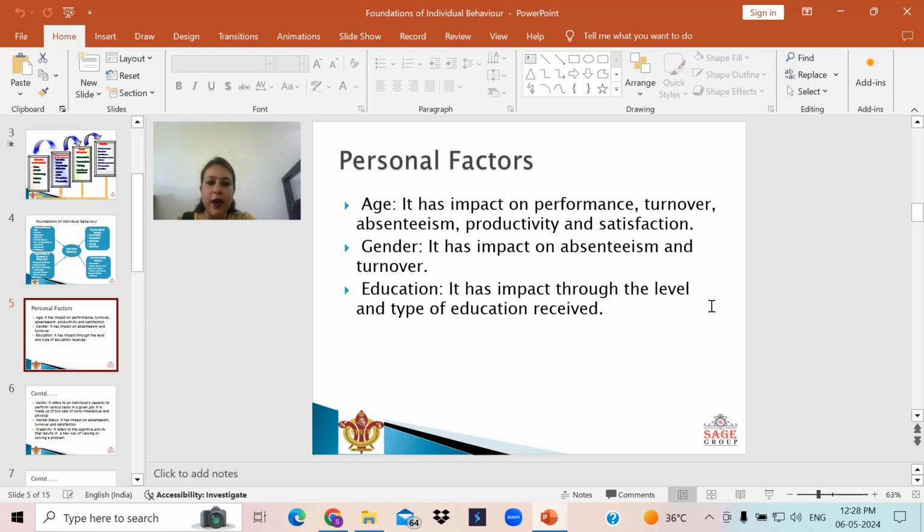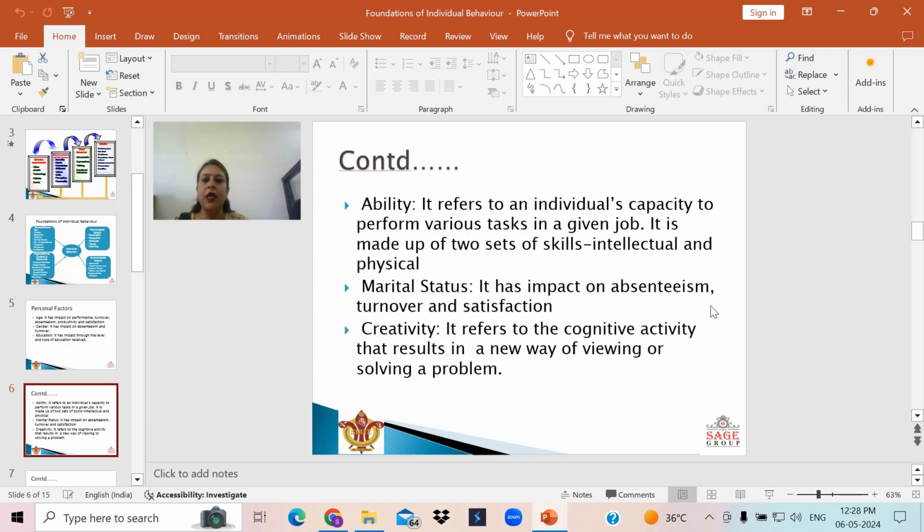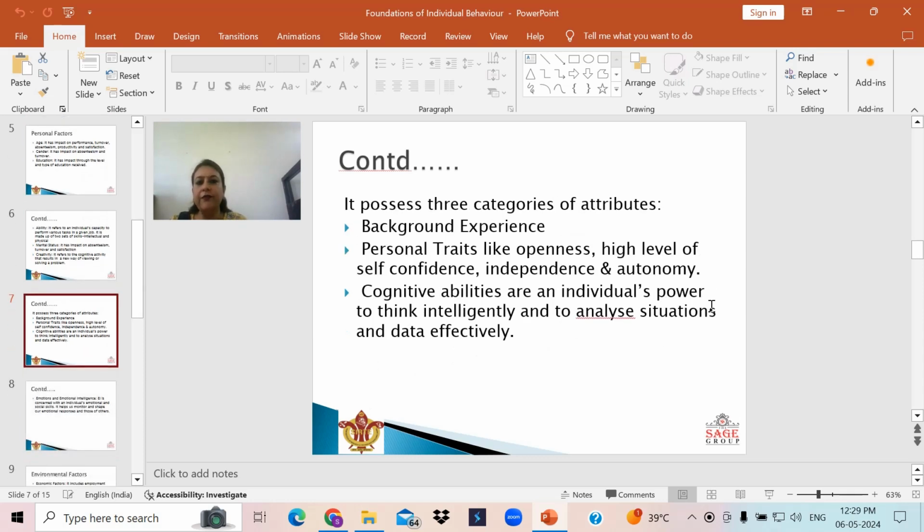Then is your educational background. The more educated you are, the more experienced and mature you will be, and you will show a different, matured behavior. Another is your skills or abilities. If you are an intellectually sound person, your behavior can be different from the other person. If you are married, if you are very creative, then also your results will be different from the other person who is not creative.